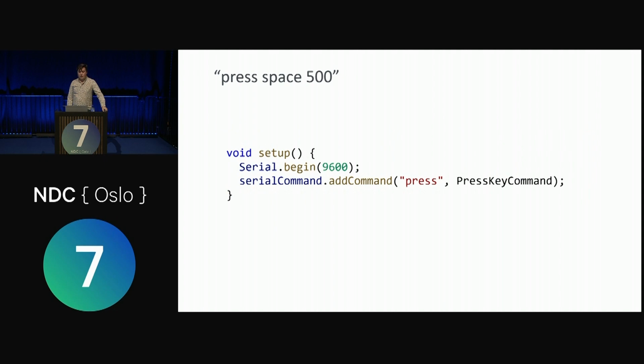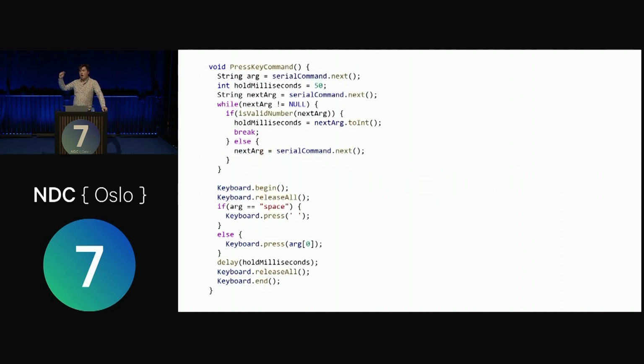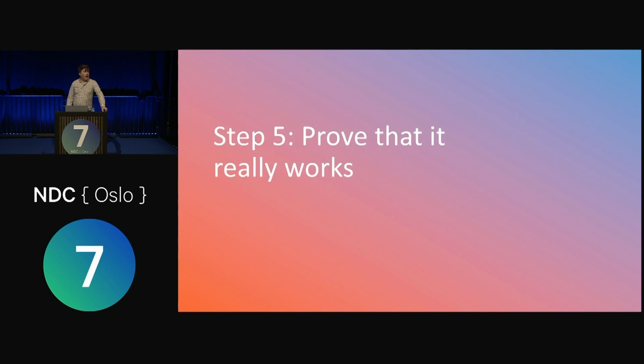And so then on the Arduino side, we receive that command. We say, hey, we got press. Let's go into this subfunction, this subroutine. And now we need to extract all those arguments. What was the thing that they said to press? It was space. How long should they hold it for? 500 milliseconds.